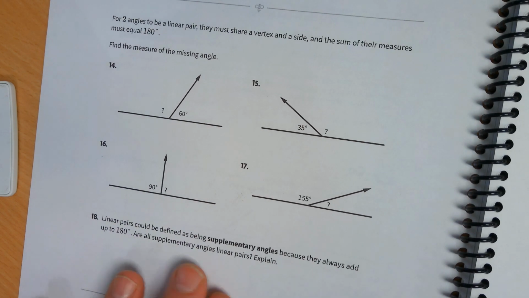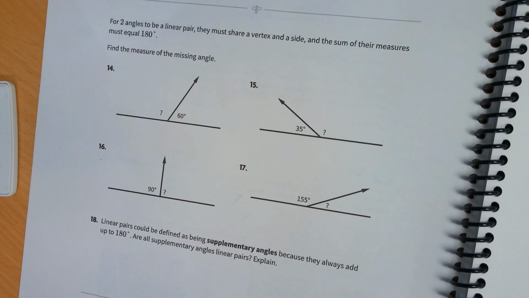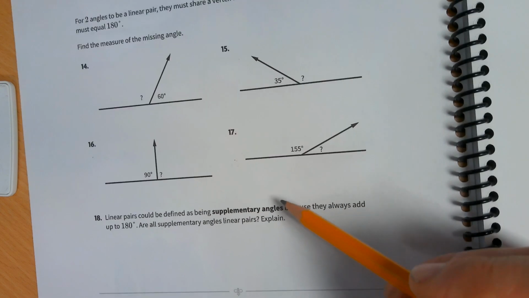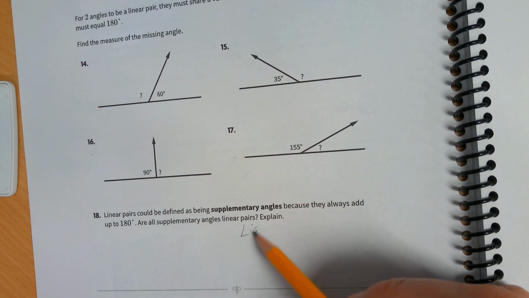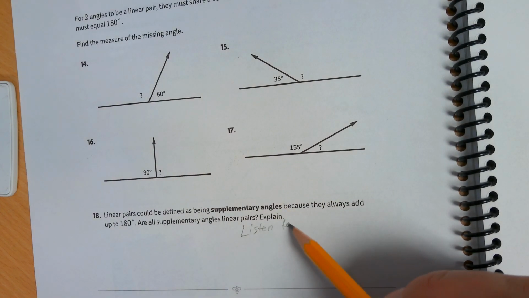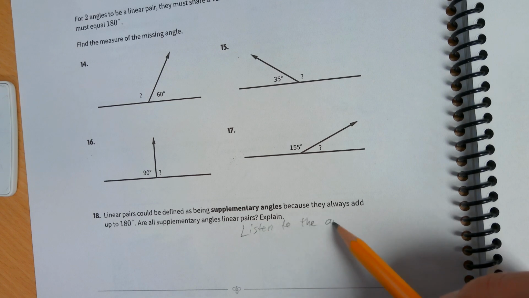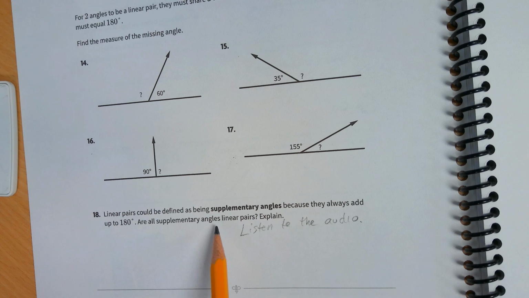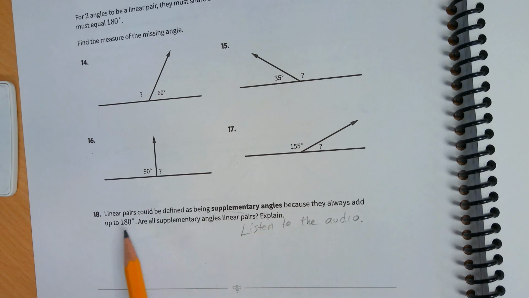Are all supplementary angles linear pairs? Explain. No, they're not. Not all supplementary angles are linear pairs, because you can have 2 angles that are supplementary not next to each other.